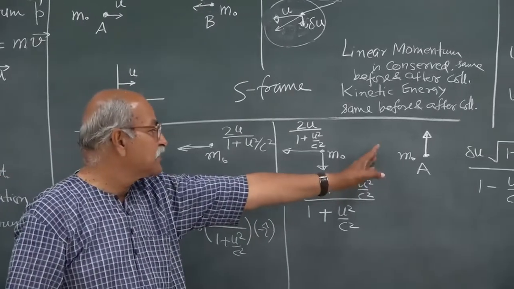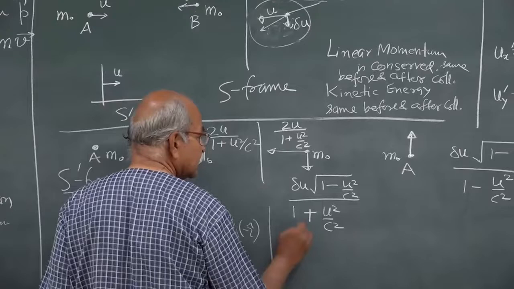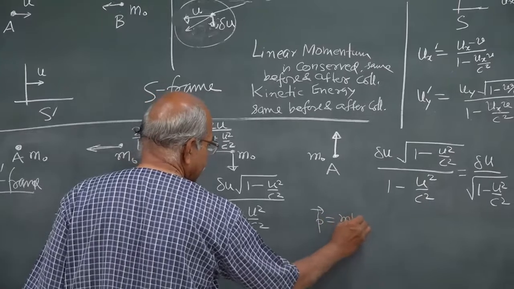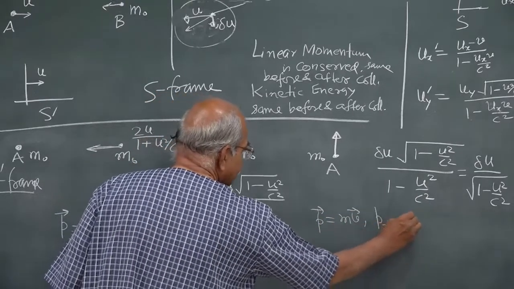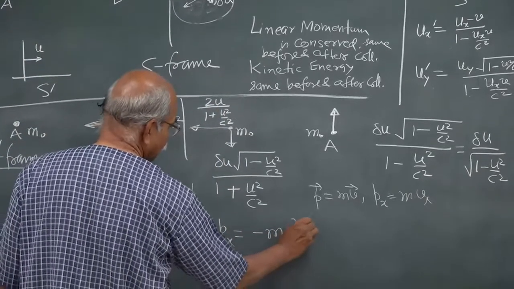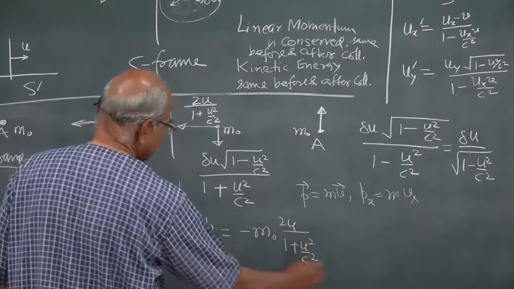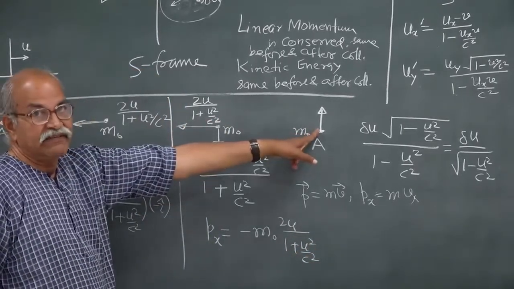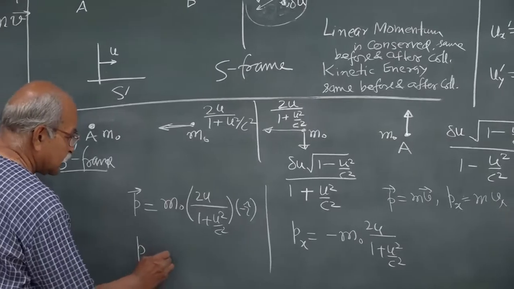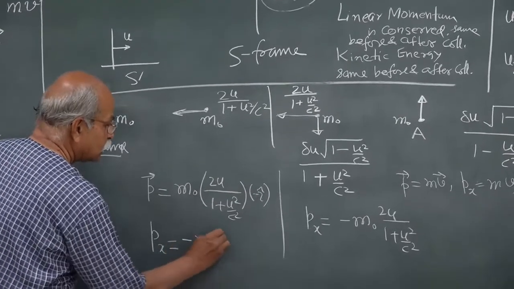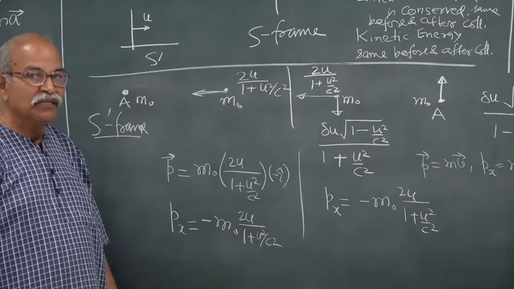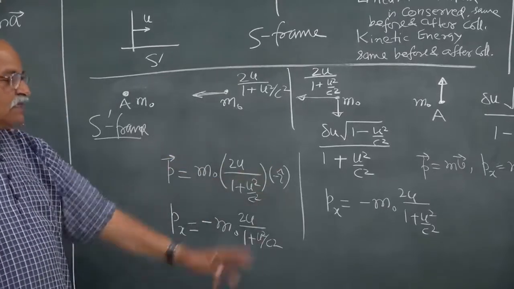What about this picture after the collision? In the x direction, p is mass times velocity, so px is mass times the x component of velocity, and it is minus m naught 2u by 1 plus u square by c square. Here the other term is 0, it does not have any x component in the velocity. This is the total px, and the total px before was also minus m naught 2u by 1 plus u square by c square. So yes, the x component of the linear momentum is conserved. Before the collision it is this, after the collision it is this.